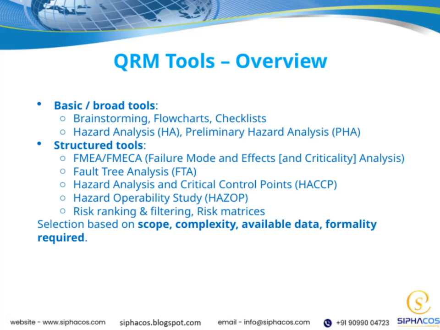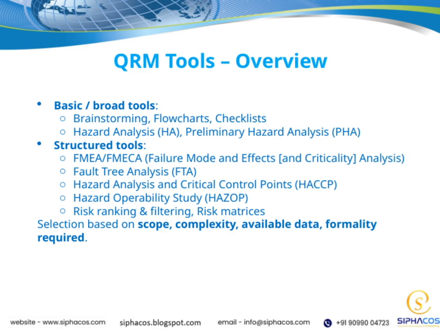Now, let's take a look at some of the basic or broad tools we use in risk management. These include techniques like brainstorming, flowcharts, and checklists. These are straightforward, flexible methods that help us gather ideas, visualize processes, and ensure we don't overlook any critical steps. We also have hazard analysis tools, such as hazard analysis, or HA, and preliminary hazard analysis, PHA. These are essential for identifying potential hazards early in the process, allowing us to prioritize areas that need attention.